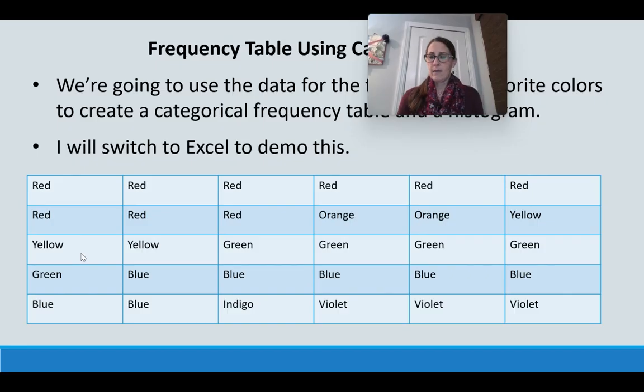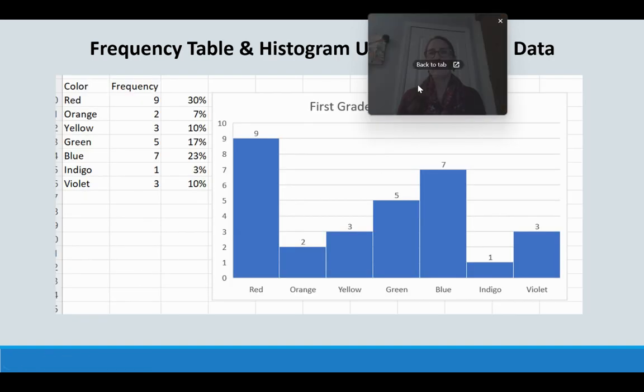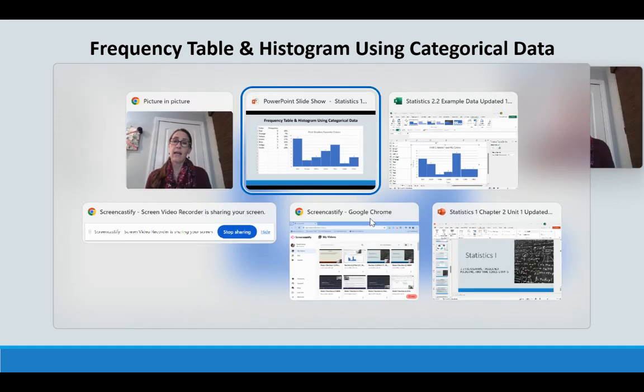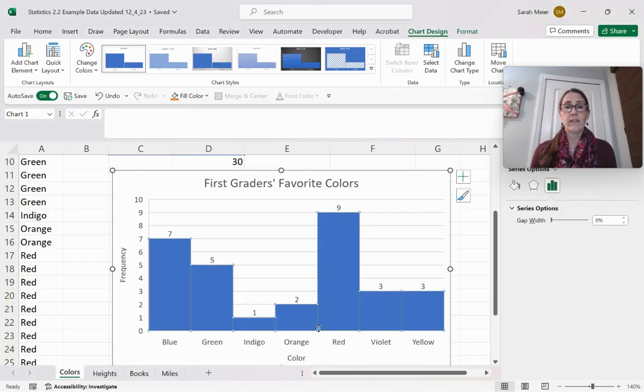So when I did this the first time, I had the data sorted just a little bit differently. And so if you notice, this histogram on the slide is slightly different than the one we have here. That's okay. Again, it's how you want it to look.